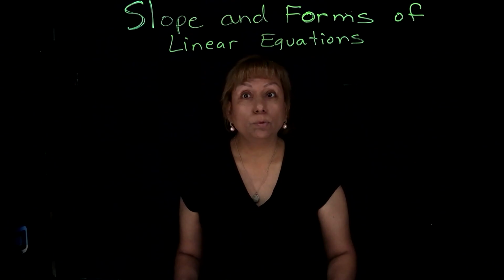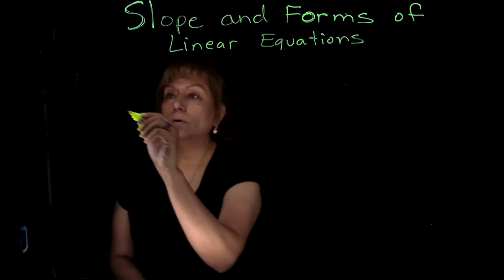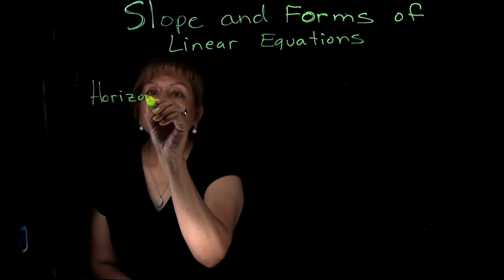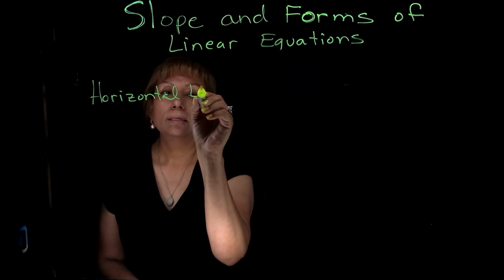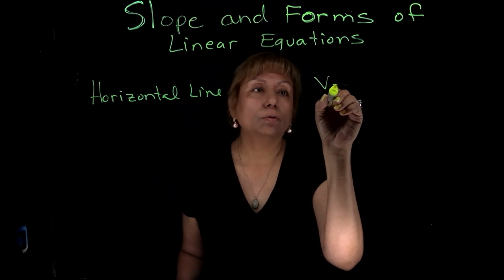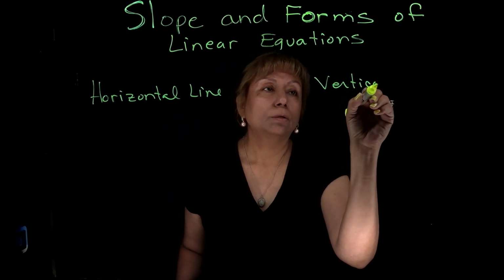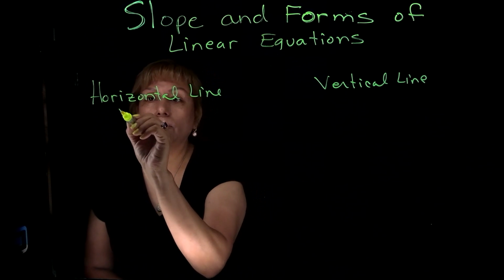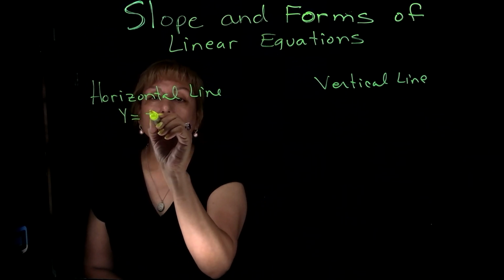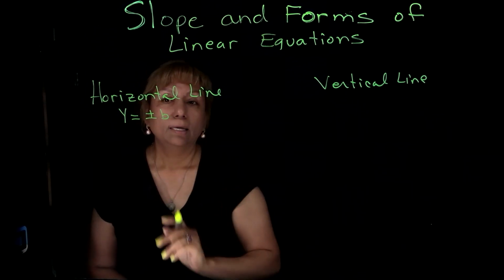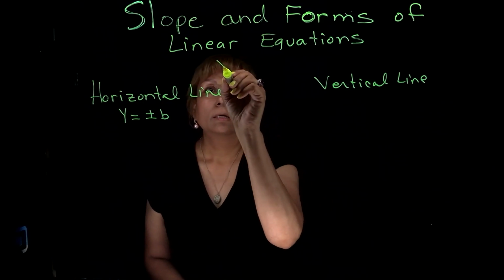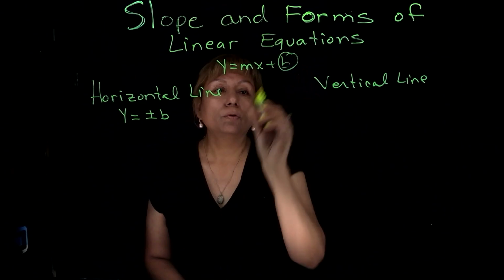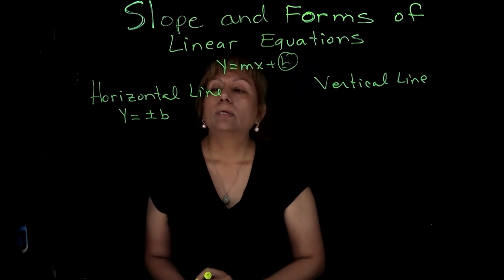So we're going to continue with slope, but now we're going to go back and re-emphasize how we get a horizontal line and a vertical line. So let's make sure when we have a horizontal line, we would have y equals plus or minus b. We remember from our slope-intercept form, the b stands for our y-intercept.